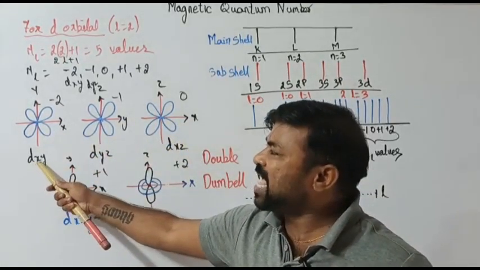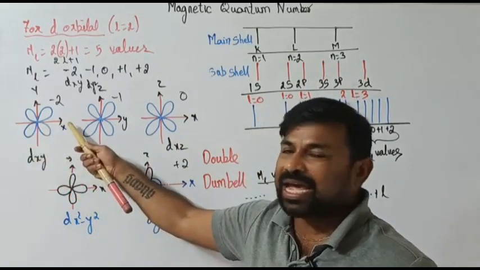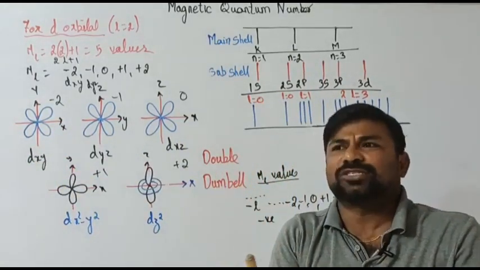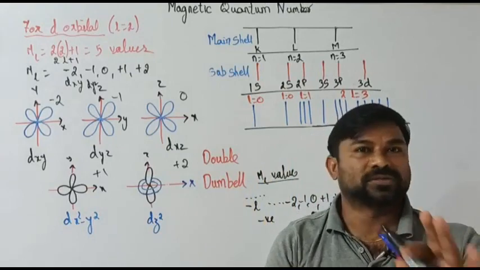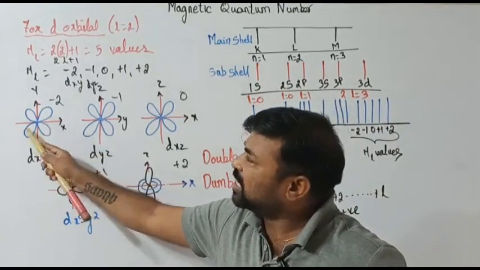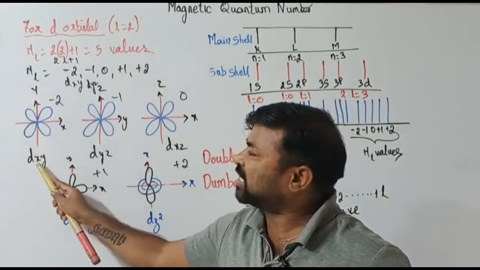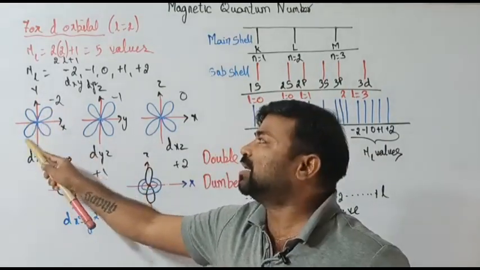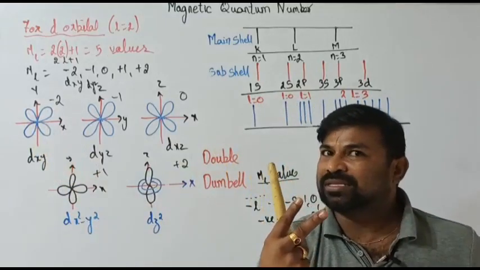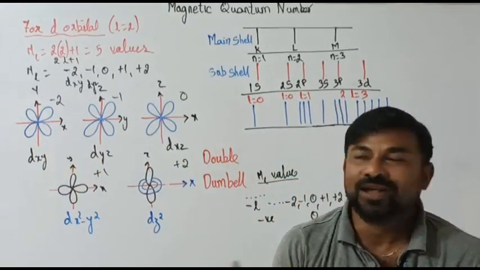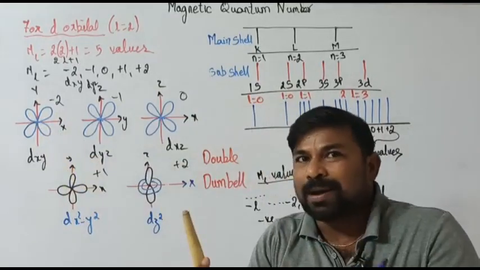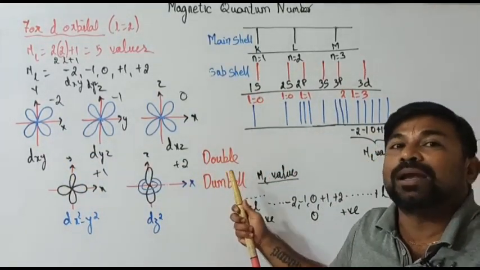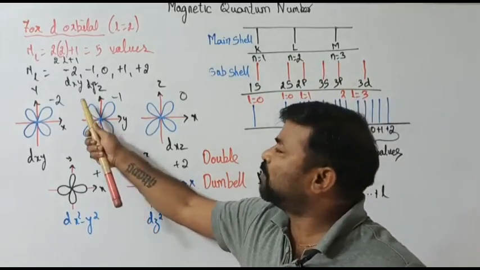If you are talking about dxy, I have drawn the x-axis and y-axis, and just ignored the z-axis for the sake of diagrammatic purpose. Now it is oriented in between the x and y axis. How many dumbbells are there? 2 dumbbells are there, a double dumbbell. Therefore, the shape of the D orbital we call as double dumbbell. Alright, now let's get to the next one.